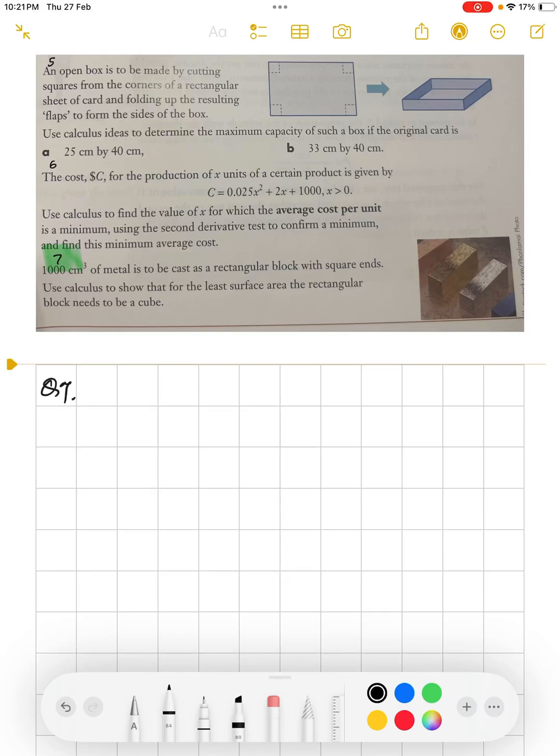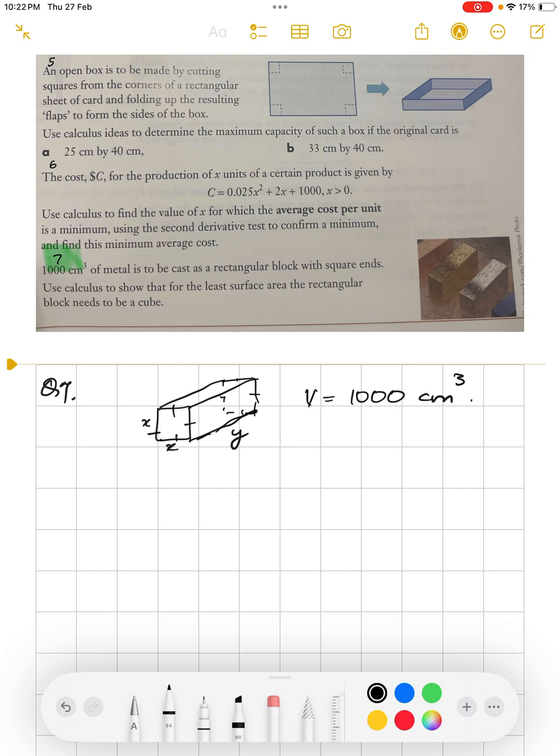I'm going to look at question 7. And this time it says 1,000 cubic centimeters of metal is cast into a rectangular block with square ends. So we have a square end and we're casting it into a rectangular block, so x, and some other dimension. And so that's the square end. And we're told that the volume is going to be 1,000 cubic centimeters.